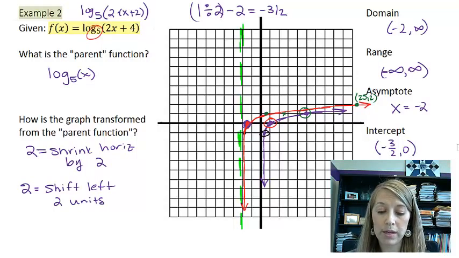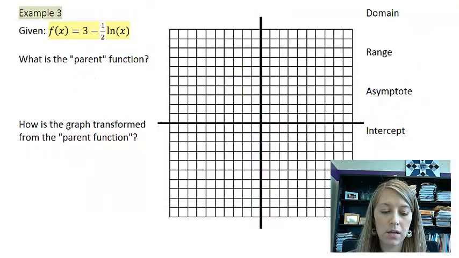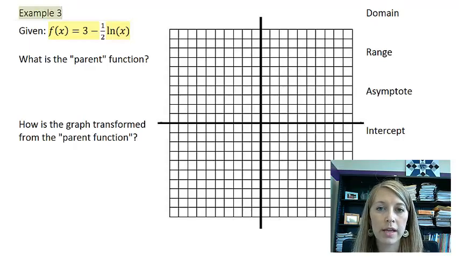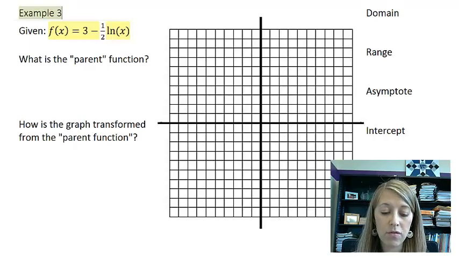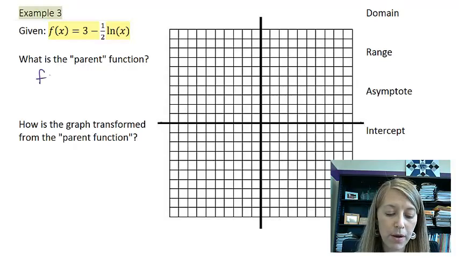I'm going to do one more example of these, and this one is using the natural log function. So we have 3 minus 1/2 the natural log of x. Remember, the natural log is the opposite of e to the x. If you wanted to figure out the basic shape of natural log of x, that's very easy to do. We just flip the function e to the x over the line y equals x. And so that gave you the answer to the first question: what's the parent function?